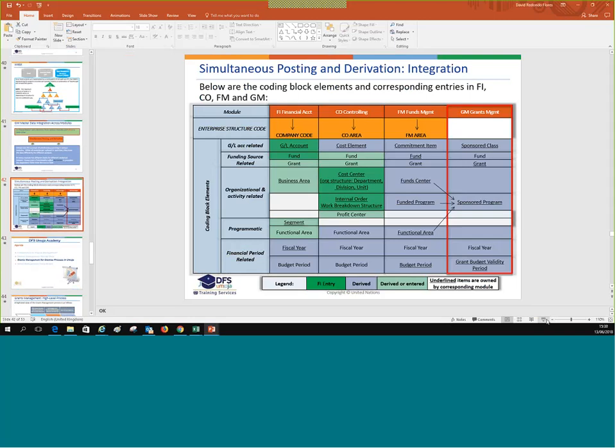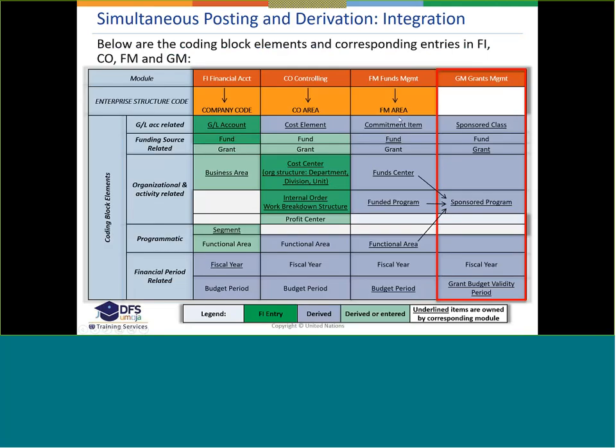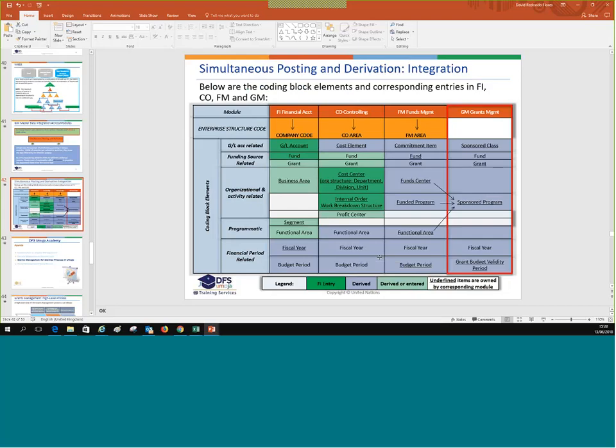This one may be useful because it's talking exactly about the integration between grants and other modules. You see a sponsor class is aligned with commitment item and commitment item classes. Fund is the same thing, grant is the same thing. And then sponsor program is identifying basically the same thing as the funded program. And for the rest, it's okay.